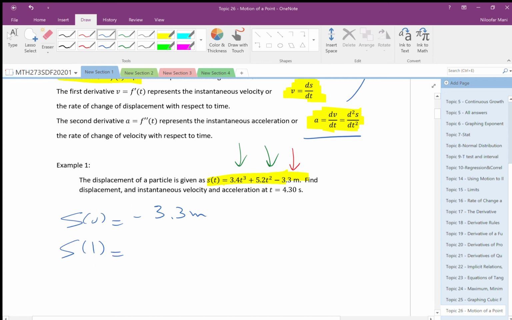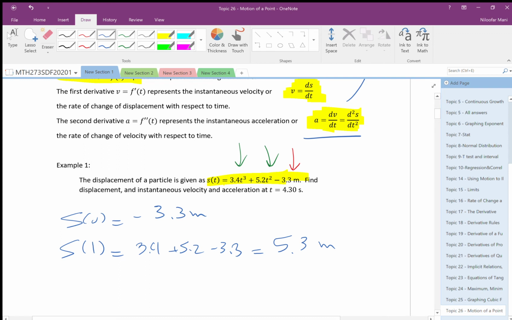Is it seconds? Yes. And the question tells you second or minute or hour, meter or kilometer. s of 1 is 3.4 plus 5.2 minus 3.3. Okay, and this is in meters, so this is 5.3 meters. Okay, you can find the answer. Let me check with the calculator, because I'm thinking I'm right, but just because it's early morning, maybe I made a mistake. Okay, no, I'm right. After 1 second, it's 5.3 meters.